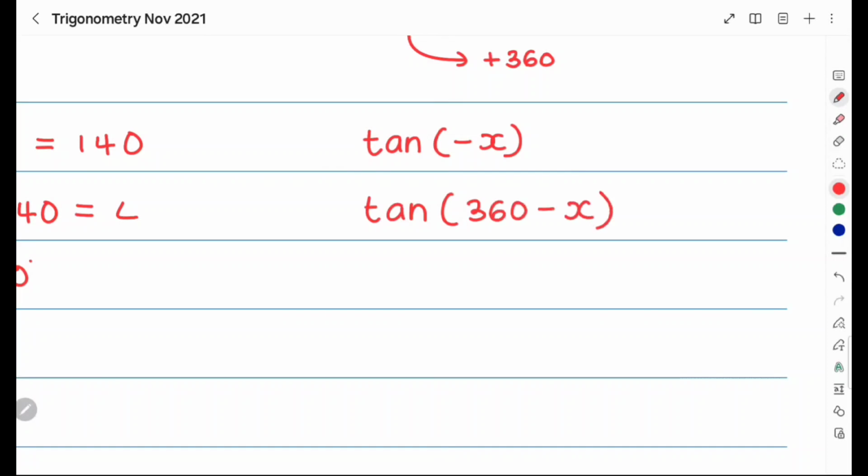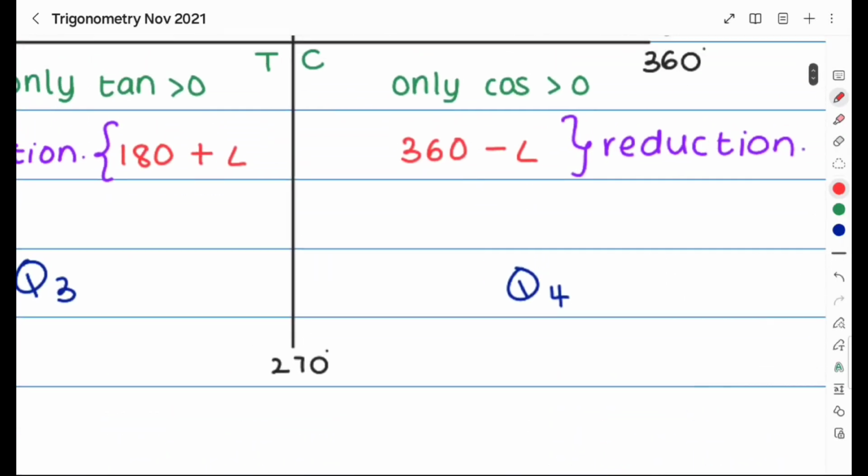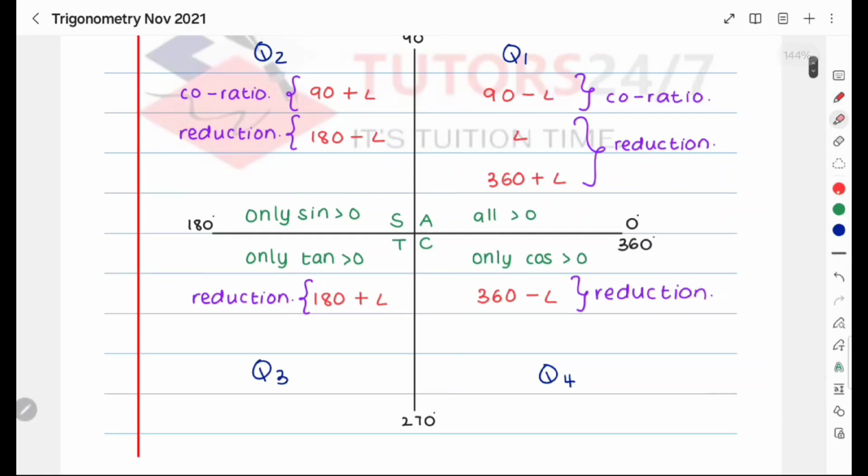I'm going to put the positive 360 that we added in front to turn it into a positive angle. Then we need to ask ourselves, 360 minus x, what quadrant is that? We take this reduction formula of 360 minus x, match it to the reduction formulas in our CAST diagram. As you can see, 360 minus some angle, that is quadrant 4.